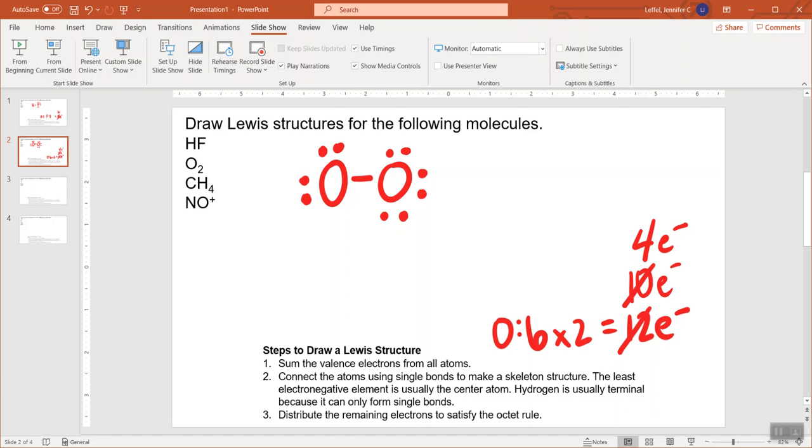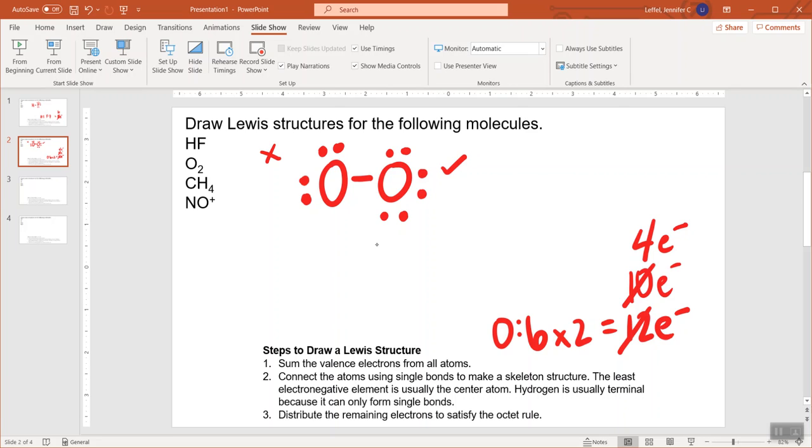So now we have to check. Does everybody have an octet? This guy over here, we've got 1, 2, 3, 4, 5, 6, 7, 8. So this side is good: 6 electrons in lone pairs, and 2 in a bond. But on this side, I have 4 plus 2 in the bond. I don't have an octet there. So what can I do to make it so that that oxygen has at least some access to 2 more electrons?